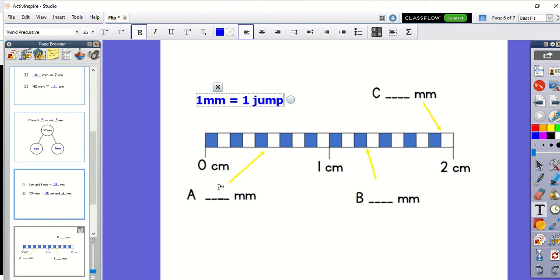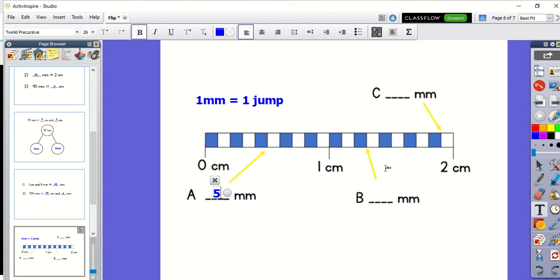So what will A be? Well, let's work it out. 1 millimetre, 2 millimetres, 3 millimetres, 4 millimetres, 5 millimetres. So that is 5 millimetres. Okay? It's not 50 millimetres because that would mean that it's 5 centimetres there. And it can't be 5 centimetres there because there's 1 centimetre.